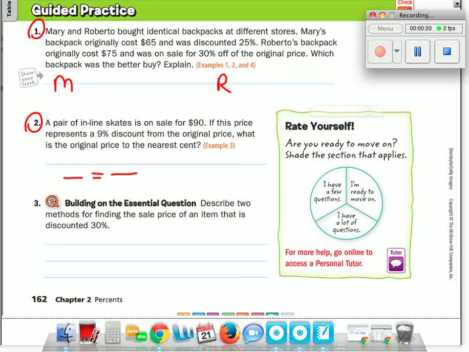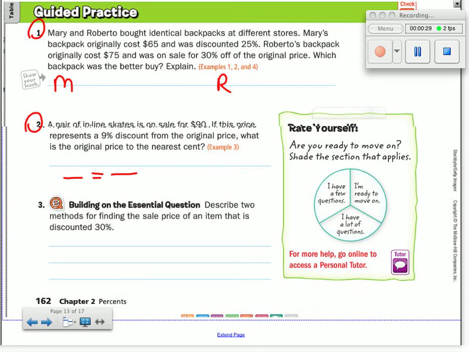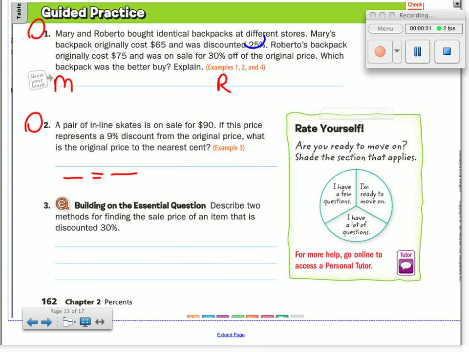So what we want to do is, we decided as a class that for Mary's, the discount was 25, but what we're doing is taking and subtracting that from 100. So the percent, 100% minus the 25, is going to give us 75%. So really we have 75% is what we still need to pay.